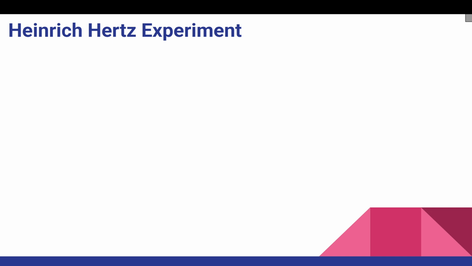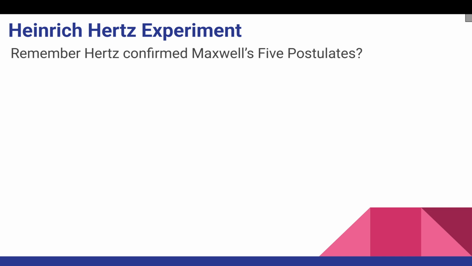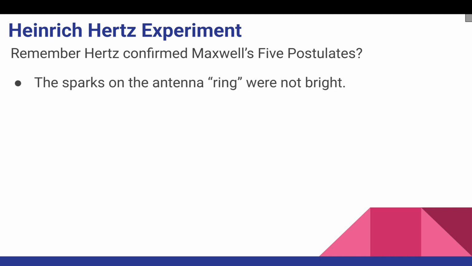We're actually going to start by looking back at Heinrich Hertz's experiment. You'll remember he was the person who was trying to confirm Maxwell's 5 postulates. Now, we're not trying to look at that again. We're not trying to say, hey, what was he doing there? But instead, we're going to talk a little bit specifically about when he was looking at that antenna ring and he was trying to look for the little sparks that were jumping between it. The problem he had was the little sparks just weren't that bright.